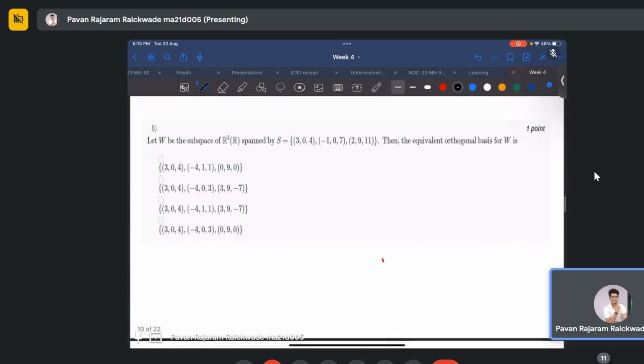Okay, so question number 5. Let W be the subspace of R3 over R spanned by S, then the equivalent orthogonal basis for W is. So you have W which is spanned by these three vectors. Now we want to find an equivalent orthogonal basis. Does anyone have any idea how to find it? By finding an orthonormal basis, yes, that's true. But how do you do that? By using Gram-Schmidt, right? Yes, sir.